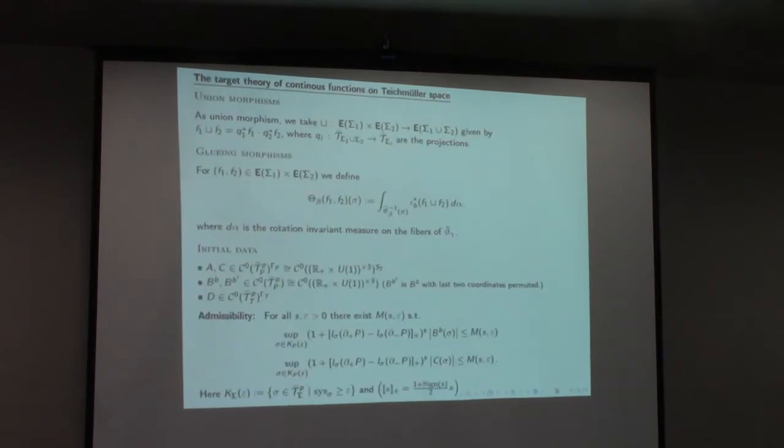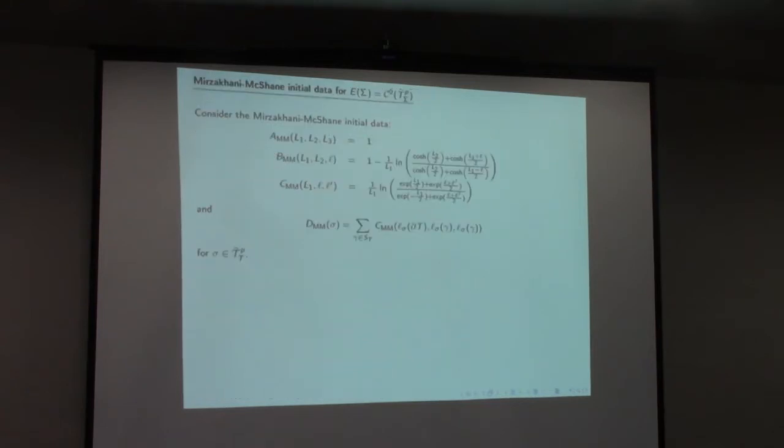I then showed you the gluing maps and the disjoint union maps, and these particular analytic estimates that I need in order to make this work with the sums. But then we were sort of getting into this, and this is the Mirzakhani-McShane initial data. And the point about this, as we discussed, was that you make these very explicit A, B, C, which only depend on the lengths of the boundary components of the pair of pants.